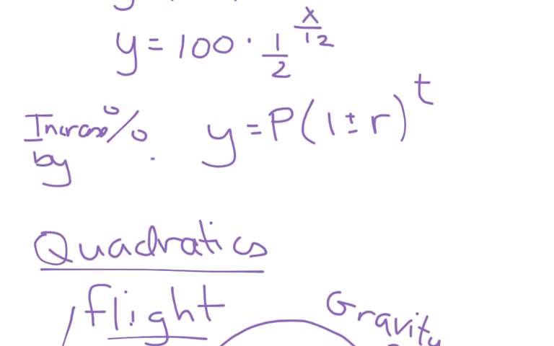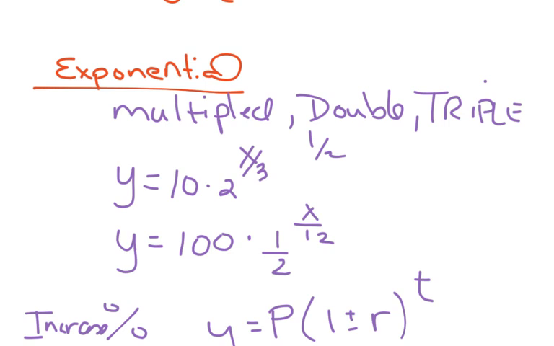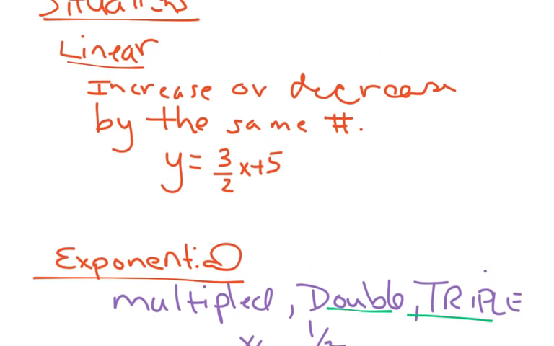An exponential, you see a percent increase, or you see keywords double, triple, half-life. And then of course linear is increasing by the same number, it's a constant. So this is the kind of stuff that you have when you're looking at these three functions. All three very good functions.